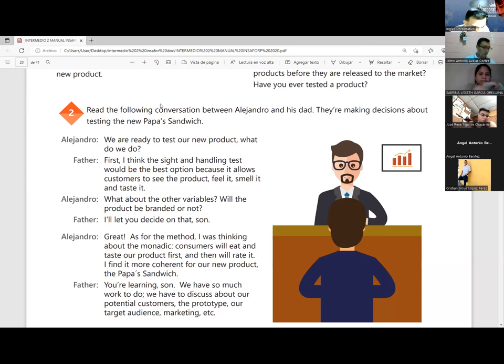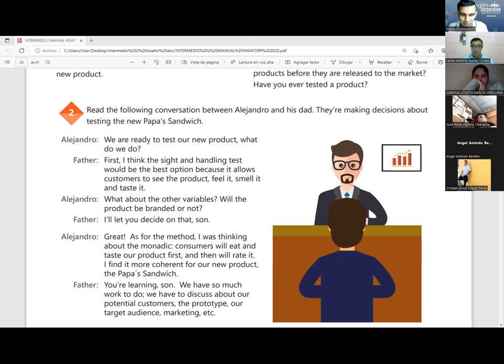3, 2, 1, action. We are ready to test our new product. What do we do? First, I think the sensory handling test would be the best option because it allows customers to see the product, feel it, smell it, and test it. What about the other variables? Will the product be branded or not? I'll let you decide on that, Tom. Great. As for the method, I was thinking about the monadic. Consumers will eat and taste our product first, and then we'll rate it. I find it more coherent for our new product, the Papa Sandwich. You are learning something. We have so much work to do. We have to discuss our potential customers, the prototype, target audience, marketing, etc.